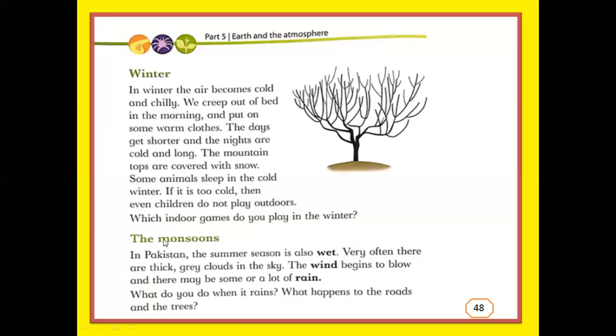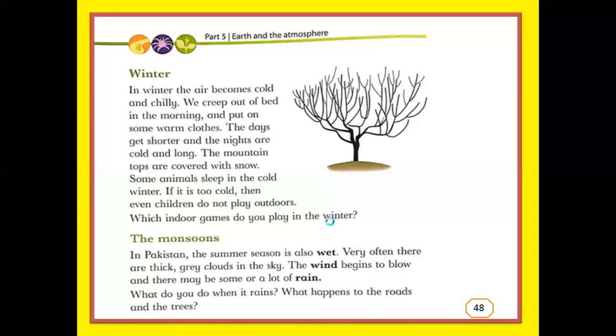Now this is the monsoon. Okay, monsoon. In Pakistan, the summer season is also wet. Very often there are thick grey clouds in the sky. The wind begins to blow, and there may be some or a lot of rain. What do you do when it rains? What happens to the roads and the trees?